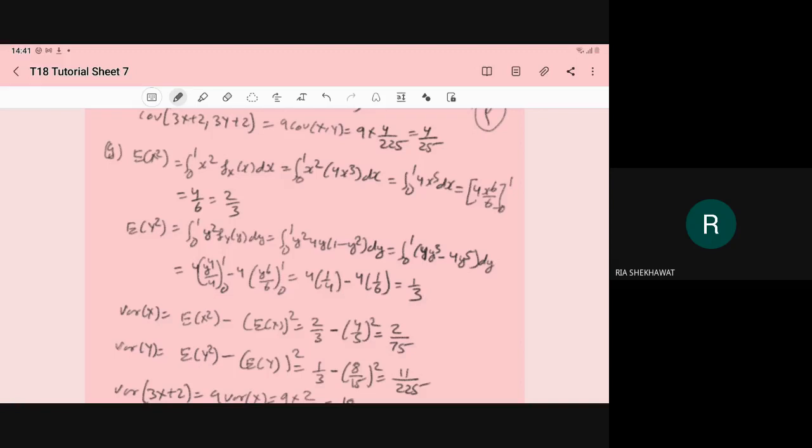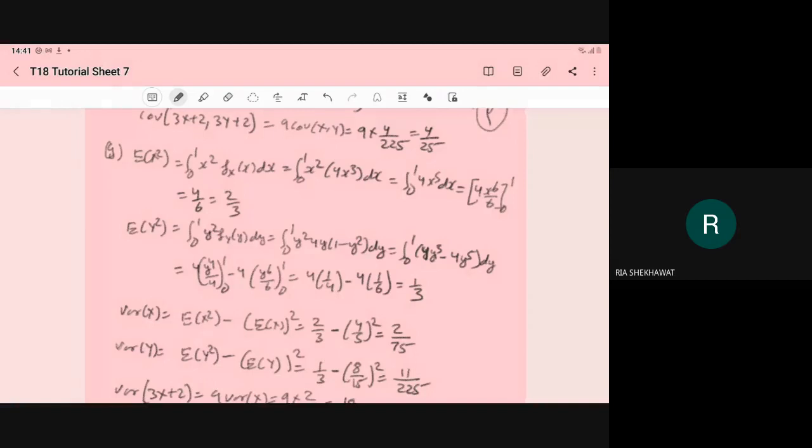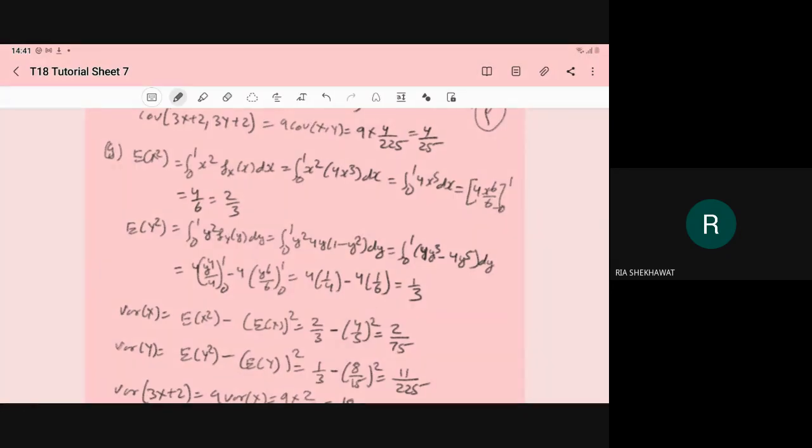Similarly, E of y square means the integral from 0 to 1, whatever the limit, of y square into the marginal density of y. So y square into f of y, which we computed in part A, is 4y into 1 minus y square. So it becomes the integral from 0 to 1 of y square into 4y into 1 minus y square dy. After integration, it will give you 1 by 3.